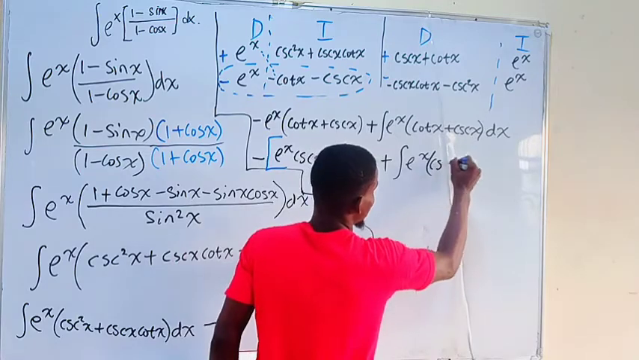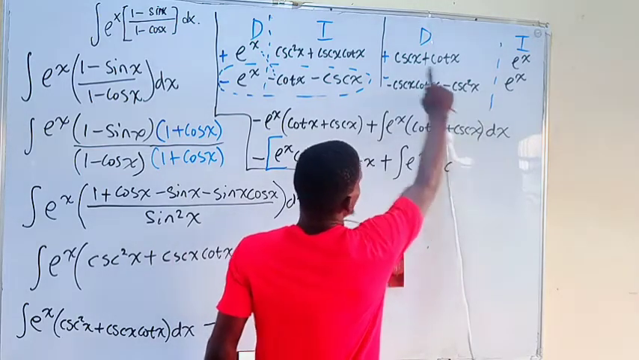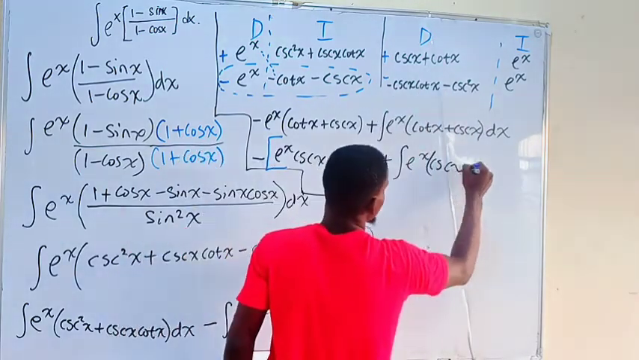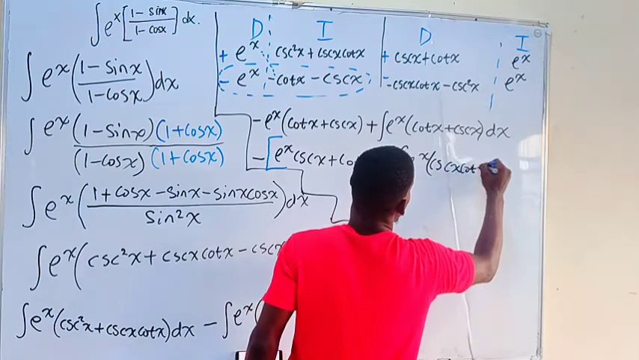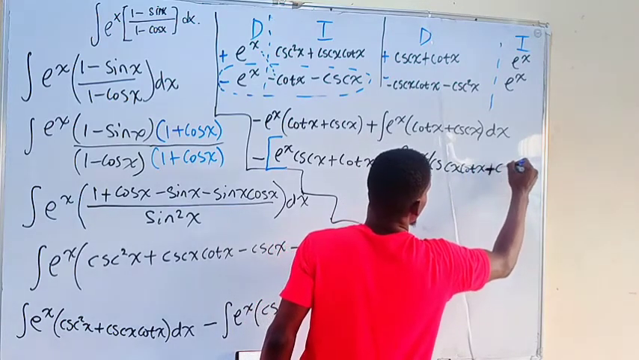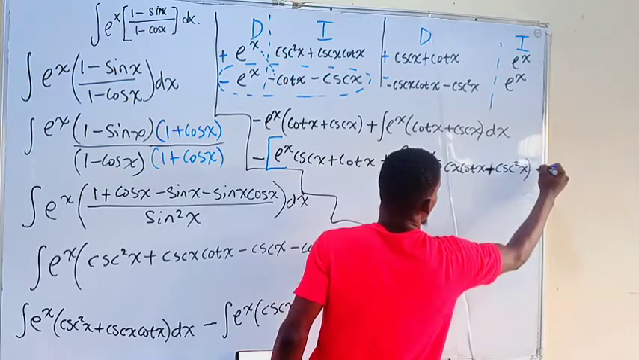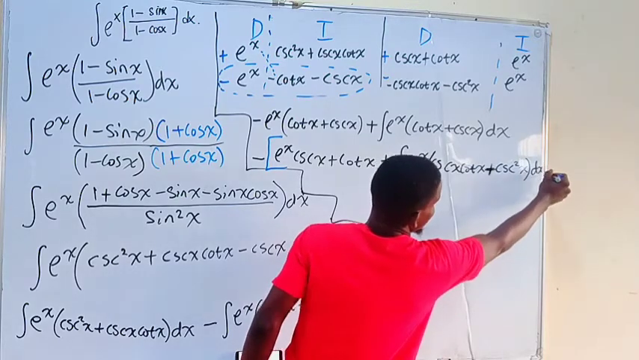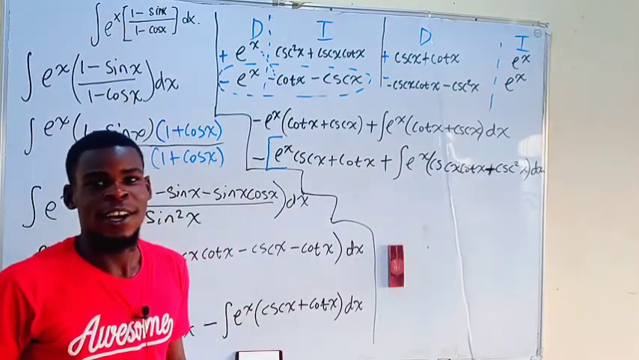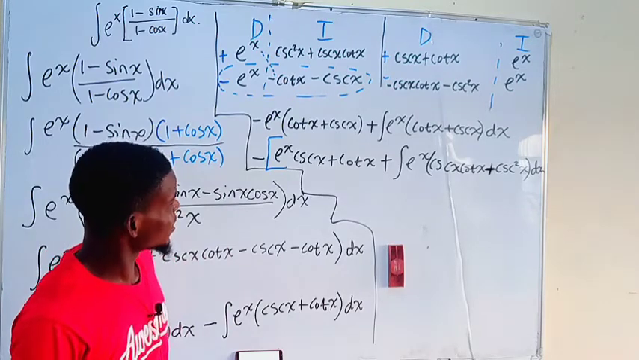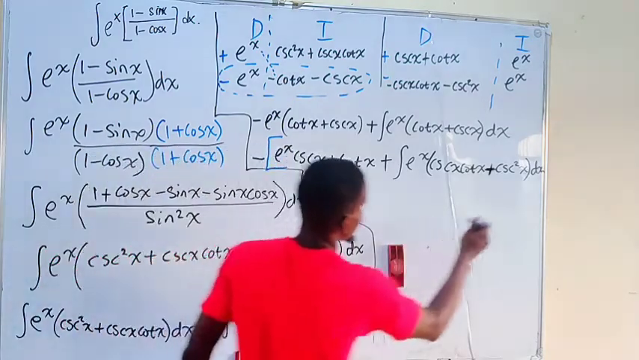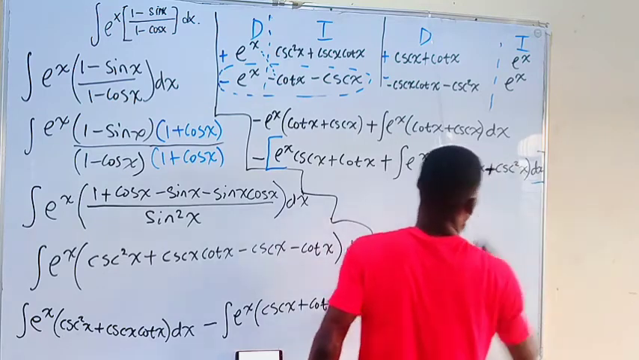Then cosecant, so multiply this, multiply that, cosecant x cotangent of x minus cosecant squared x, and we put down dx, okay? That is dx. Wow, this question is somehow. Anyway, let's close the blue bracket. Great.